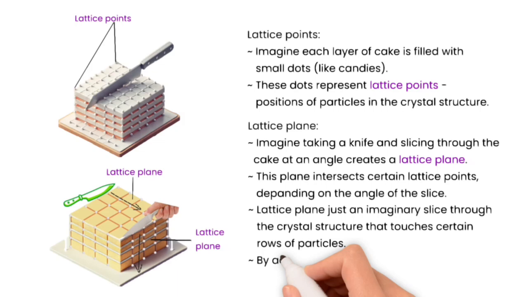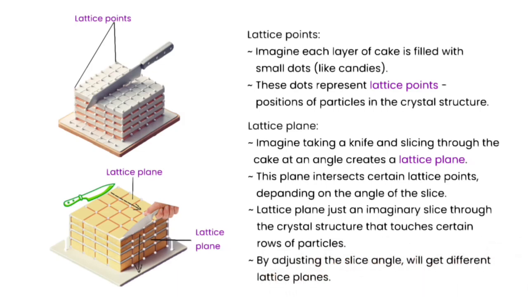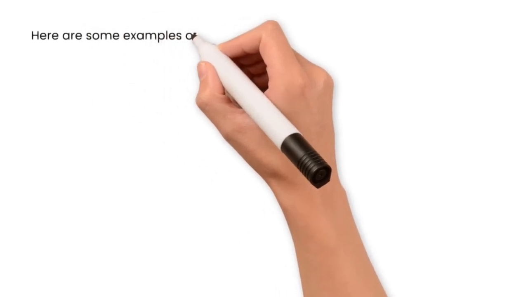So, a lattice plane is just an imaginary slice through the crystal structure that touches certain rows of particles. By changing how we slice the cake, we get different lattice planes. Here are some examples of lattice planes.